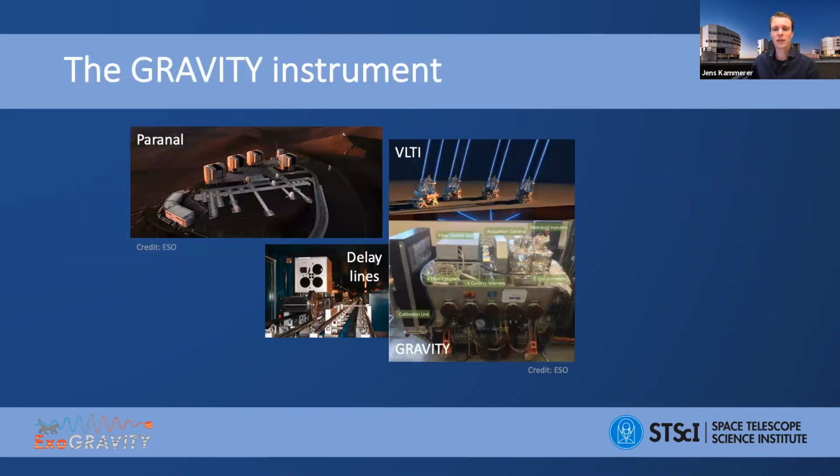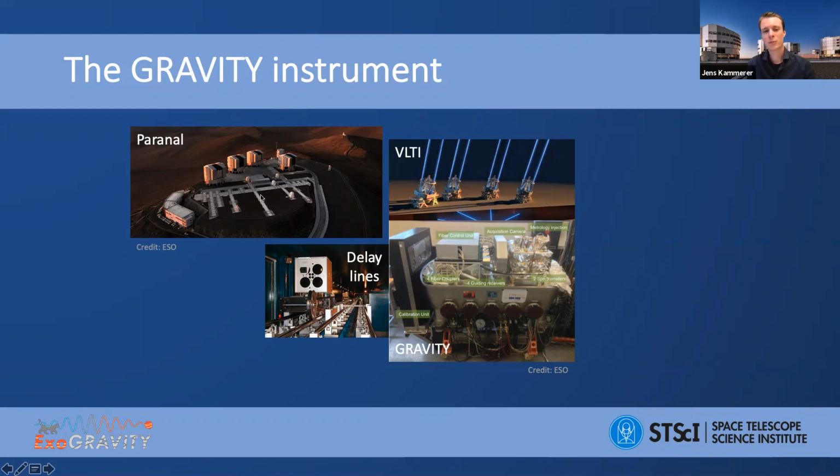Okay, so what is GRAVITY? GRAVITY is an instrument at ESO's Paranal Observatory in the north of Chile near Antofagasta. Many of you might have probably been there before. You can see here the 4 8-meter unit telescopes and here the smaller 4 1.8-meter auxiliary telescopes. And here the telescope control room. And there in the middle of the mountain is the VLT lab, the VLT interferometer lab.